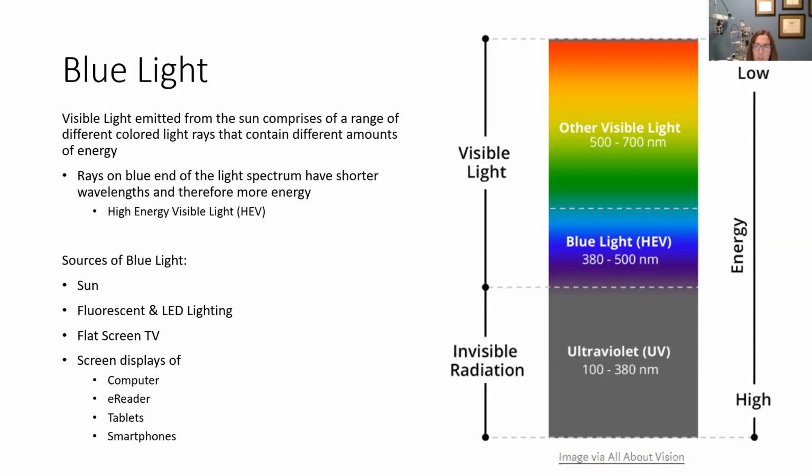Blue light, because it's a shorter wavelength, carries more energy. So sometimes blue light is called high energy visible light, or HEV. Blue light comes from many different places. Actually, the sun gives off a ton of blue light, as do fluorescent lighting, flat screen TVs, and screen displays like computers, e-readers, tablets, and smartphones. So those are all giving off blue light.